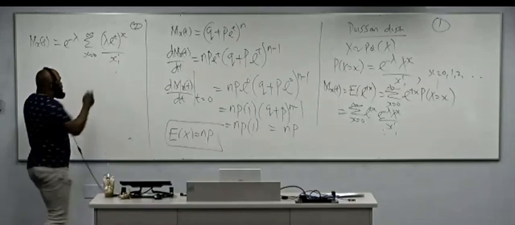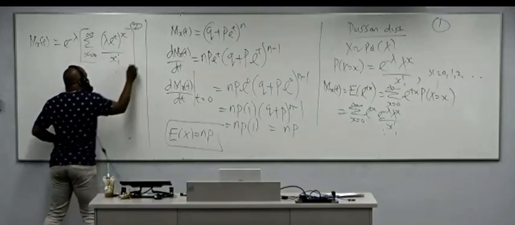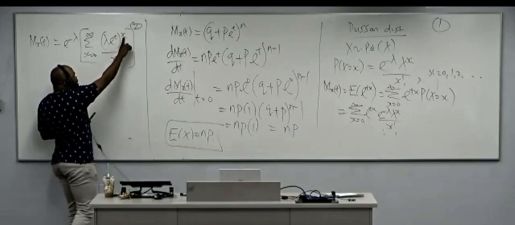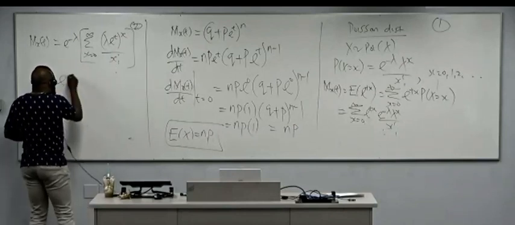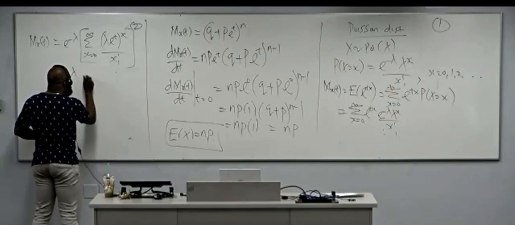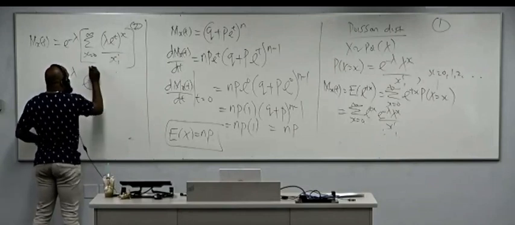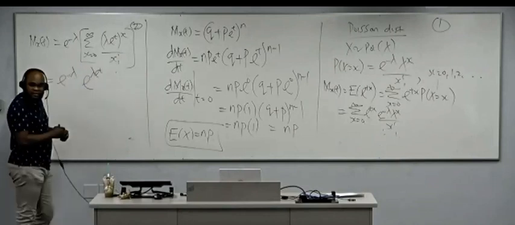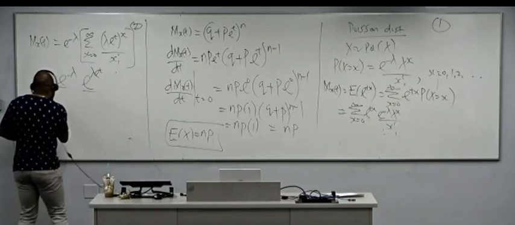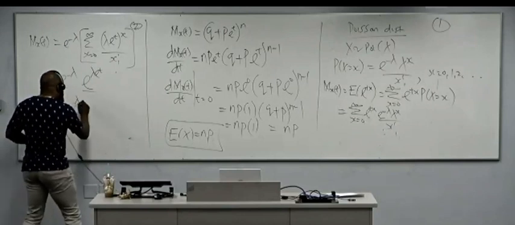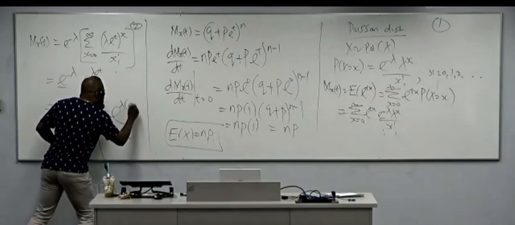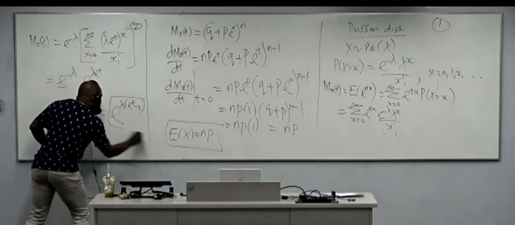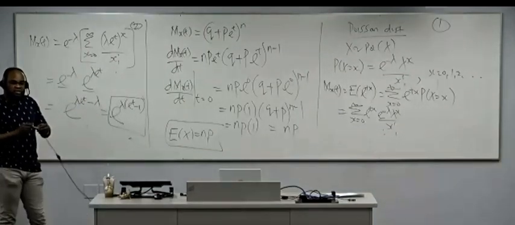Oh, I want to use that method again. This is x factorial, right? So here, this is going to be exponential carrying all this. If you combine this now, lambda e^t minus lambda, what do you have? This is the moment generating function.